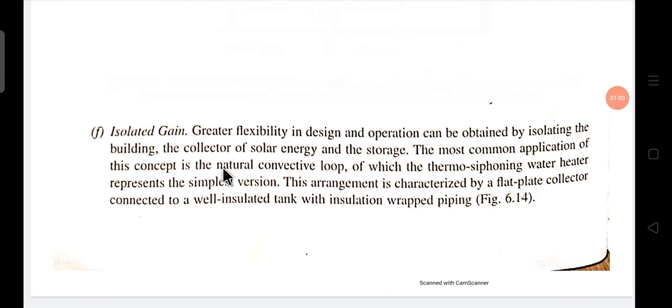Here, see, great flexibility in design and operation can be obtained by isolating the building, the collector of the solar energy, and the storage. That means we can get efficient operation by isolating the building or our living rooms from the collector and the storage of thermal energy.